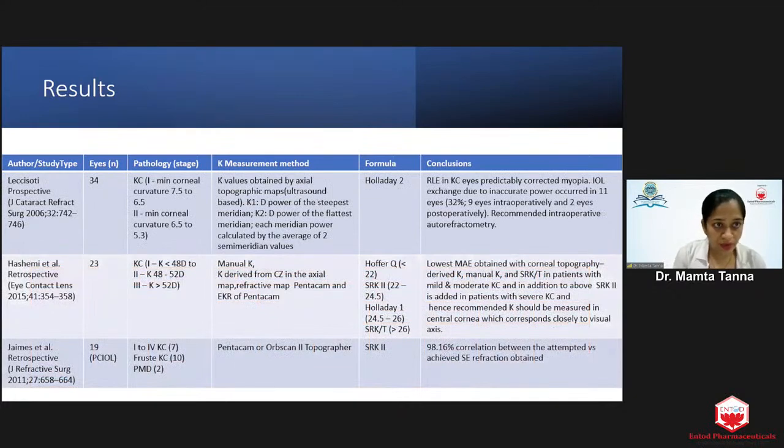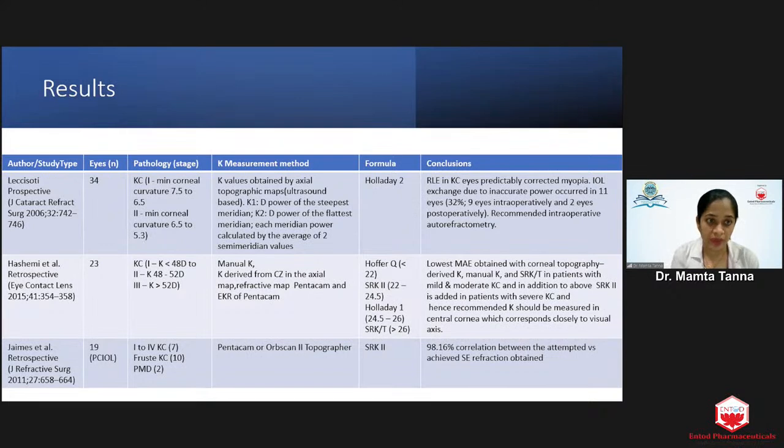Next is Lesisotti, a prospective study. It is the only prospective study, which included 34 eyes. K values obtained by axial topographic maps were used. The Holladay formula was used, and it concluded that refractive lens exchange in keratoconus eyes predictably corrected myopia. IOL exchange occurred in almost 50% of cases, that is around 11 eyes. So it recommended that intraoperative autorefractometry is better.